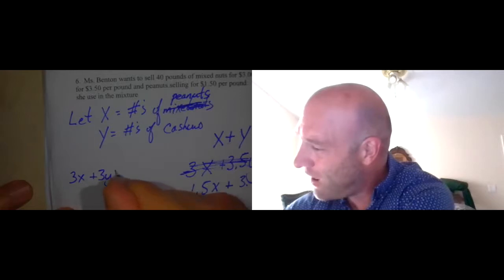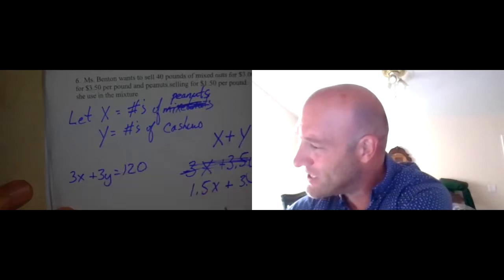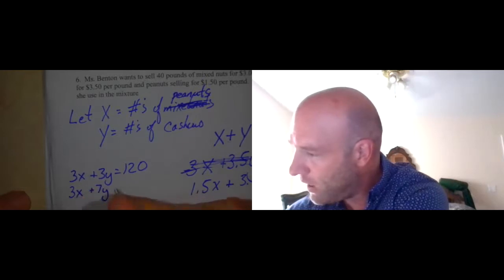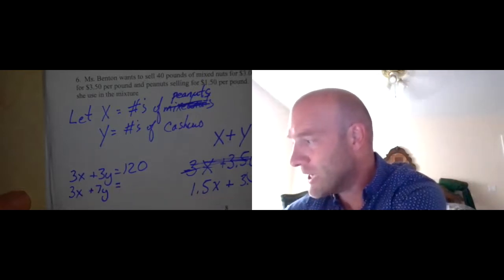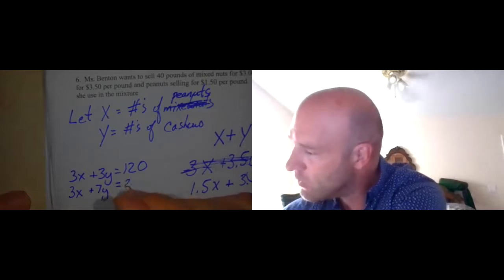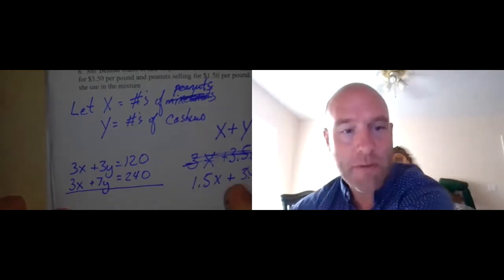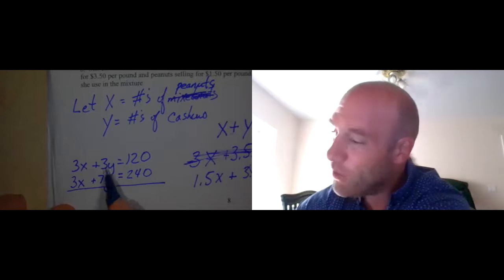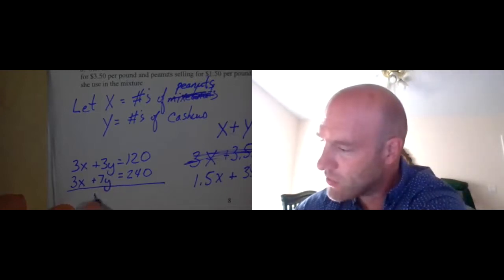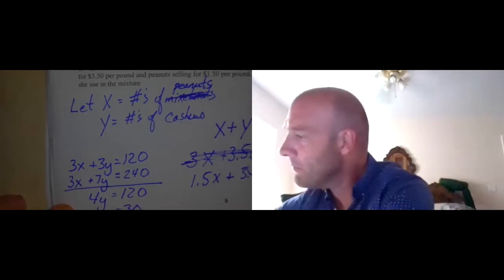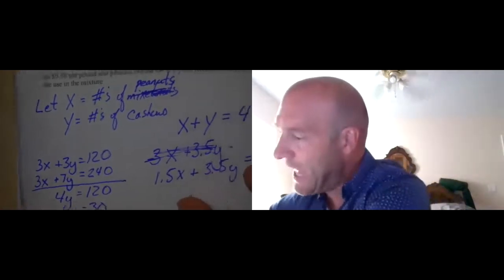3x plus 3y equals 120. I've got a 3x, as we decided, multiplied by 2, so plus 7y equals 40 times 3 times 2, so we've got that 240. I'm going to subtract, but I'm going to do it a slight bit different. I'm going to subtract the top one from the bottom one. So 7y minus 3y is 4y, and I get 120. It looks like y equals 30. Plugging back in here, I get x equals 10.